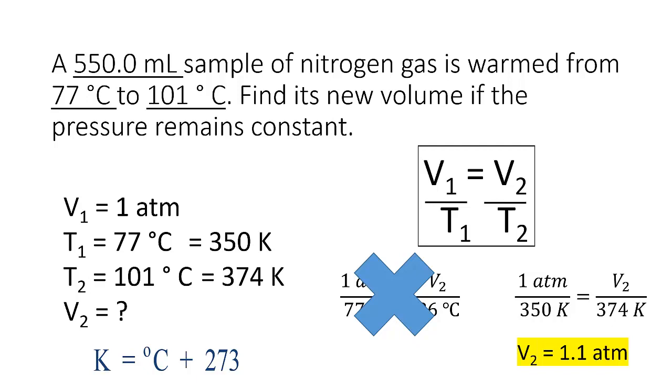Now notice, in order to do this, I took 1 atmosphere divided by 350, hit enter, and then multiplied that by 374 to give me 1.1 atmospheres.